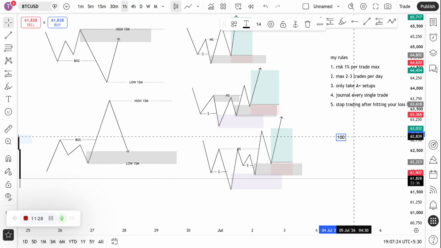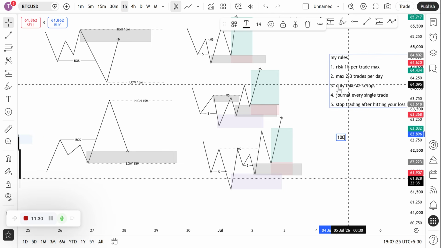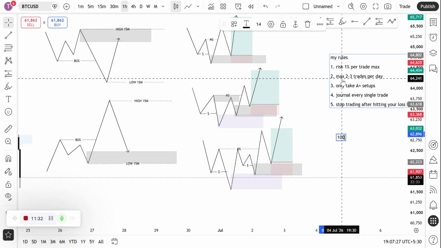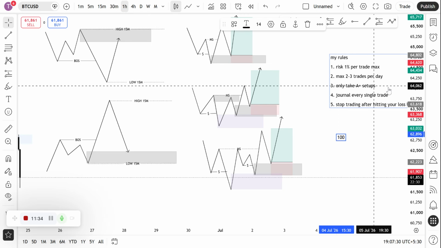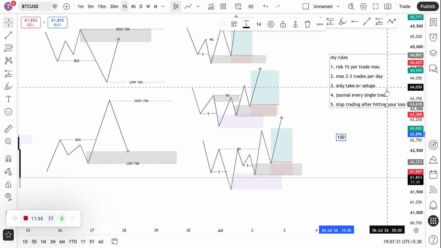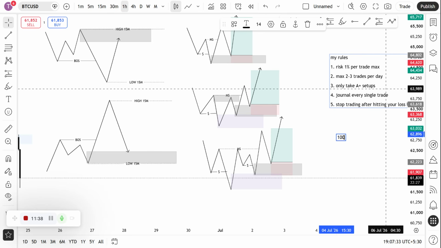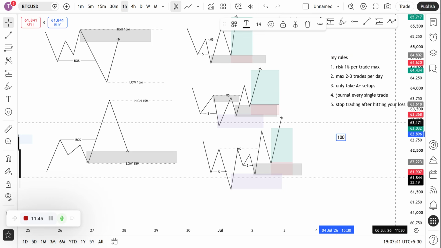That's number one. Rule number two, maximum trades of 2 to 3 trades per day. Only 2 to 3 trades. So there are most of the traders out there. Yeah, I saw that social media is killing most of the traders. Most of the traders. Why?